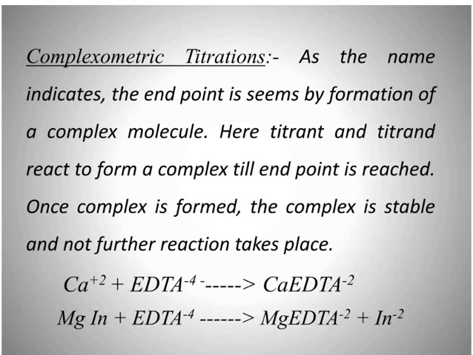Now my friend, complexometric titrations. As the name indicates, the end point is seen by formation of a complex molecule. Here analyte and titrant react to form a complex till the end point is reached. Once the complex is formed, the complex is stable and no further reaction takes place. You can see the calcium EDTA reaction forming calcium EDTA, magnesium indicator plus EDTA giving magnesium EDTA and indicator.